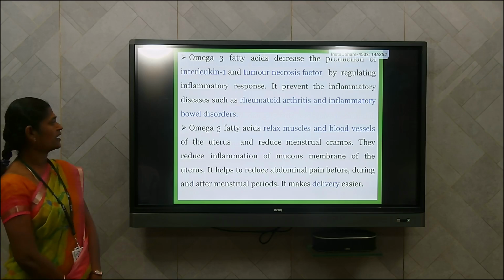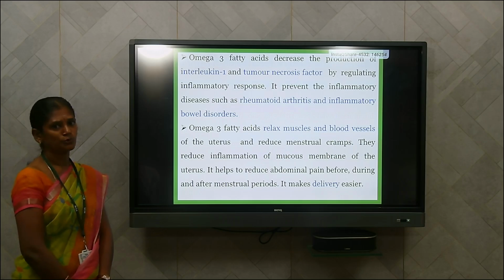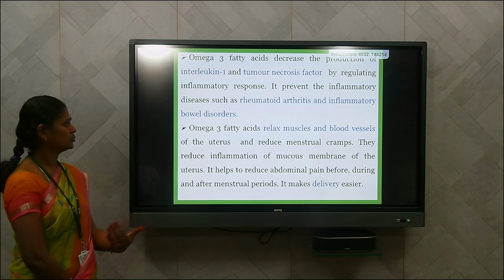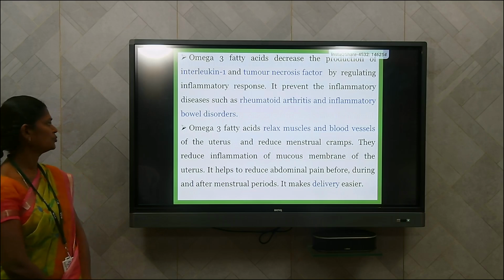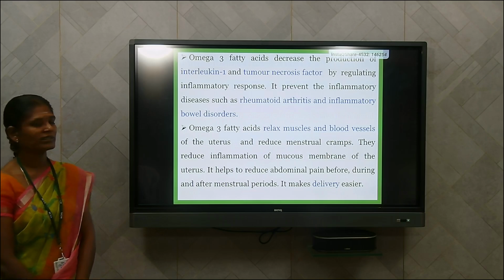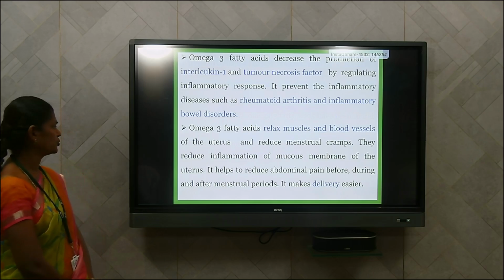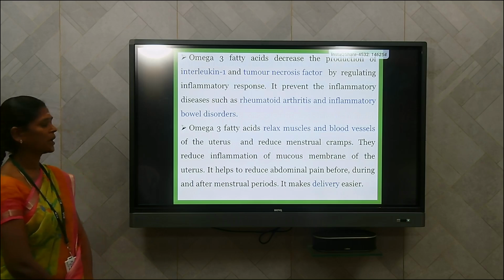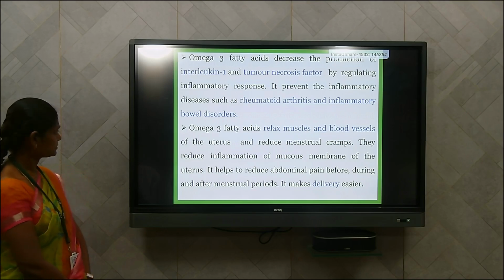Omega-3 fatty acids relax the muscles and blood vessels of the uterus during pregnancy through the lactation period. They relax the muscles and blood vessels of the uterus and also reduce menstrual cramps. They also reduce inflammation of the mucous membrane of the uterus, help reduce abdominal pain before, during, and after menstruation, and make delivery easier.